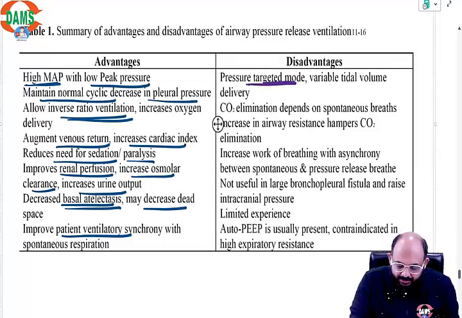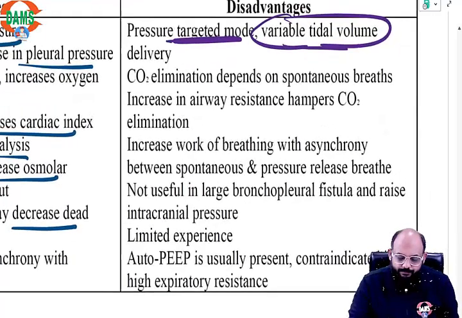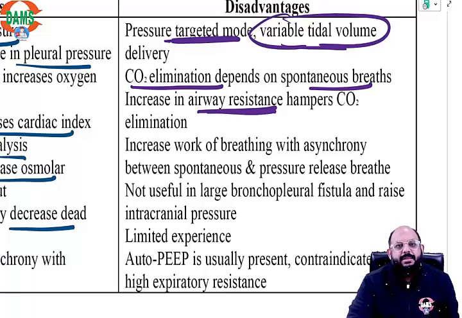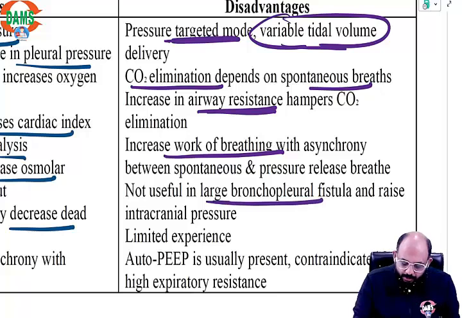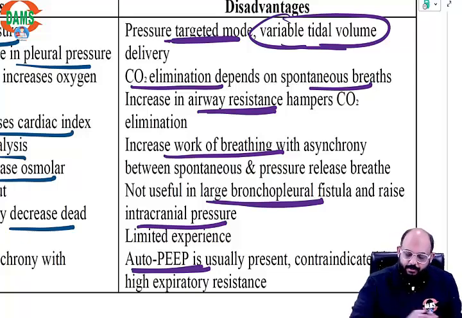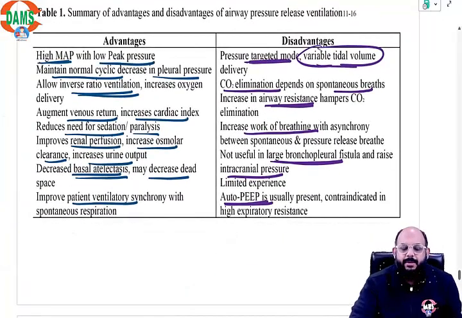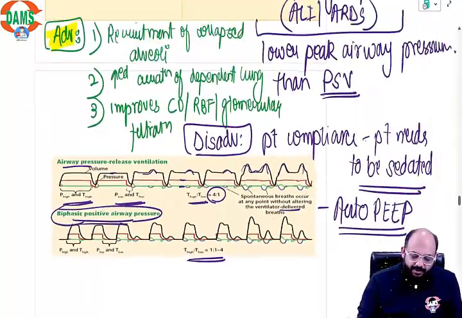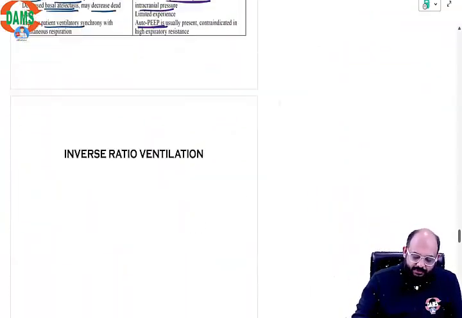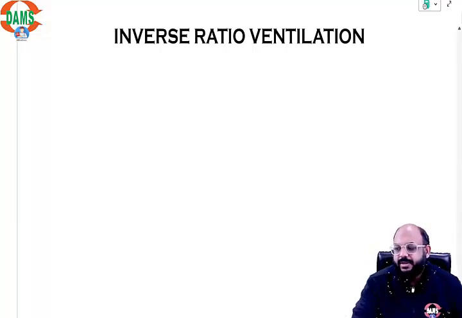Disadvantage is it's a pressure target mode with a variable tidal volume. CO2 elimination depends on spontaneous breaths. Increase in airway resistance can hamper CO2 elimination. Increased work of breathing with asynchrony. Not useful in large bronchopleural fistula. Increased ICP. Auto PEEP is usually present and it is contraindicated in high expiratory resistance states like severe asthma and COPD. Okay, so these are the disadvantages of APRV. Remember as much as you can. Otherwise, what we have written, the 3 points in advantages and the 2 points in disadvantages are more than sufficient. Let's talk about inverse ratio ventilation.